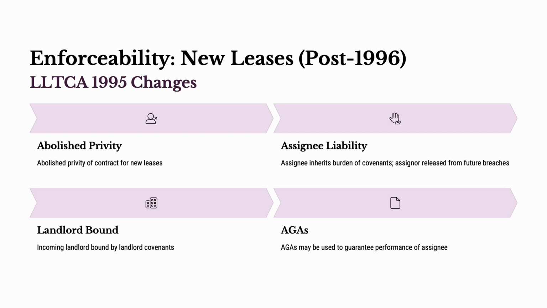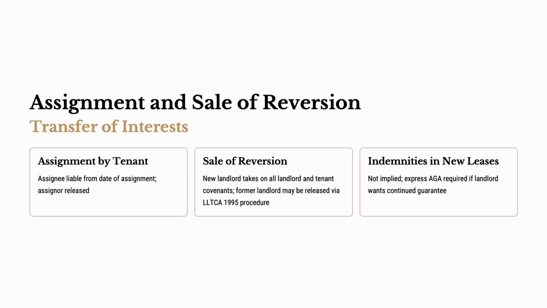Whether consent to assignment can be conditioned on providing an AGA depends on lease terms and whether it's reasonable in the circumstances. So the 1995 Act balanced landlord security against tenants' fairness, creating a more equitable allocation of risks. So not a long chain now. You can just assign it and release yourself. And if a guarantee is required, you just give an AGA to the immediate person to whom you are assigning. That's it. So the next thing is assignment and reversion.